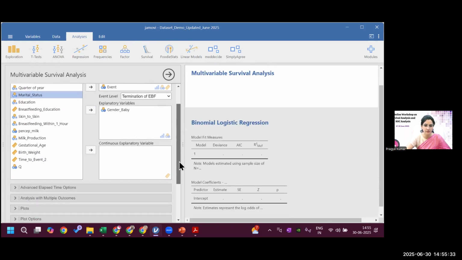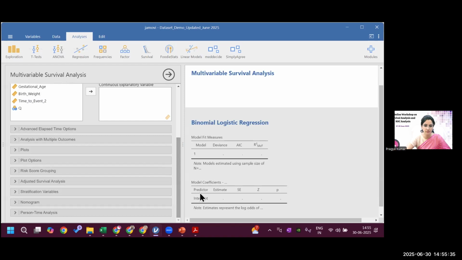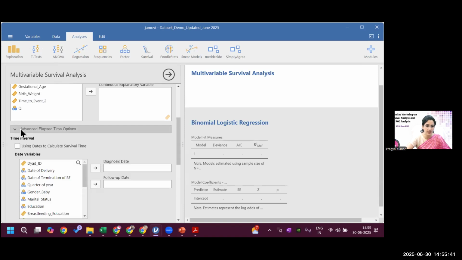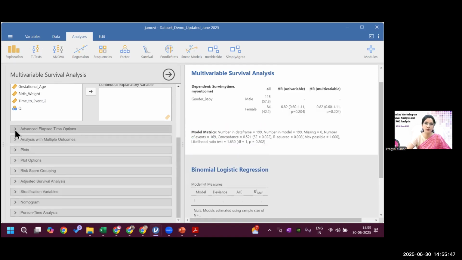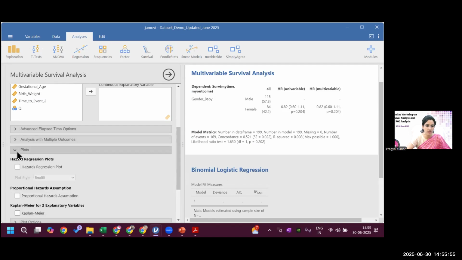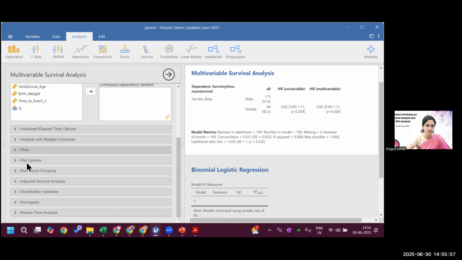And for Cox, you need to come here. This advanced elapsed time I'm not using. We have seen that it is used when you have a start and end day. You can use that, or you can use it to change the output of your graph days. Analysis with multiple outcome, this we are not using. Plot, this I'm not using now.